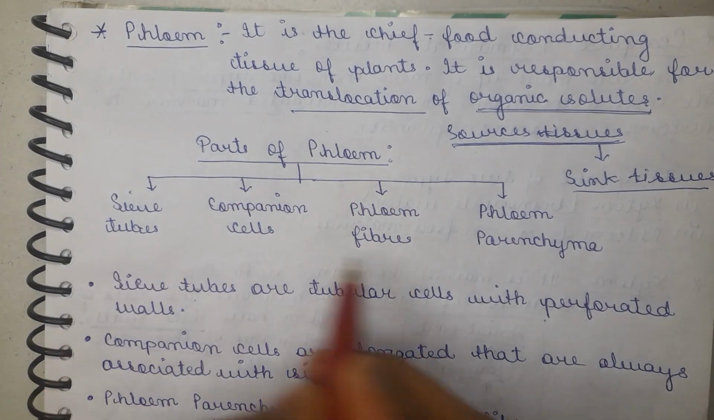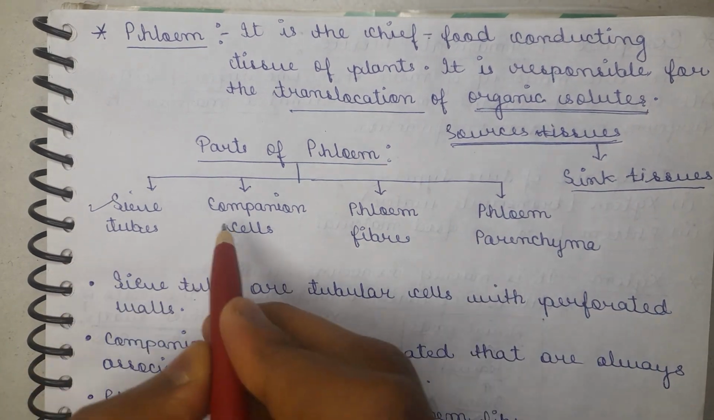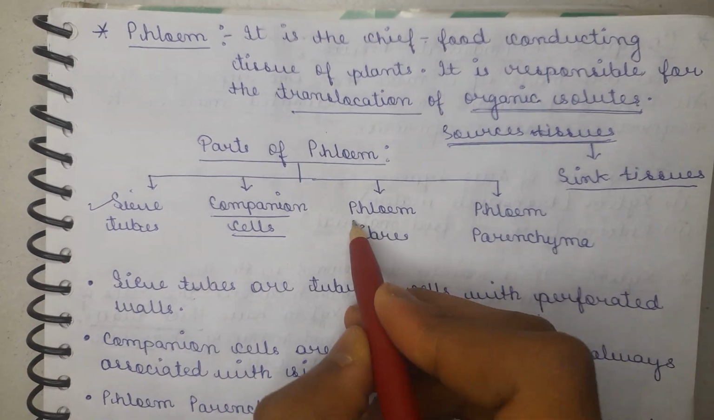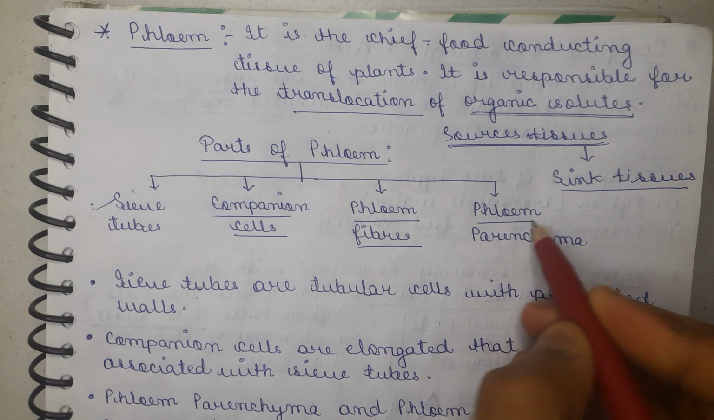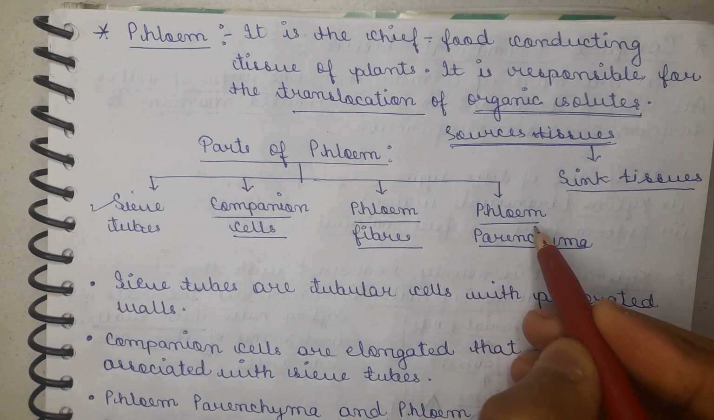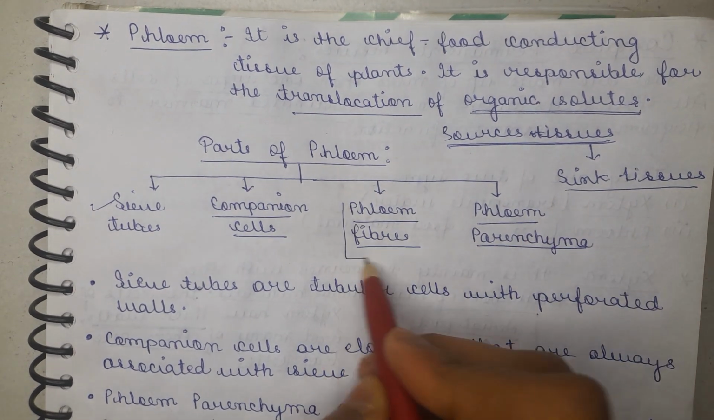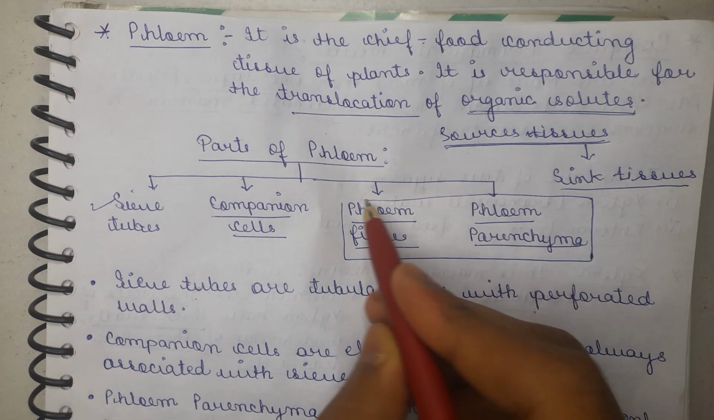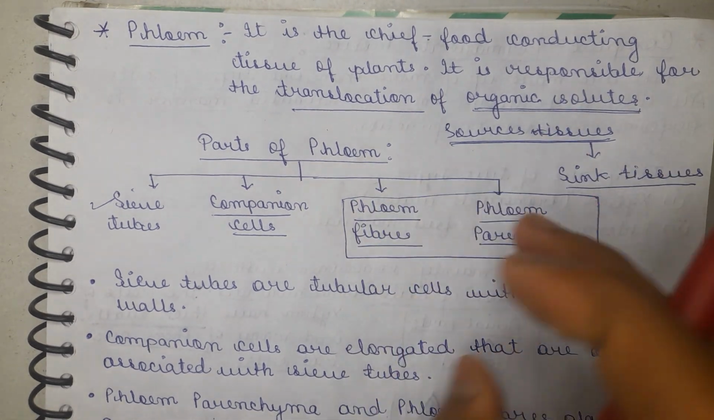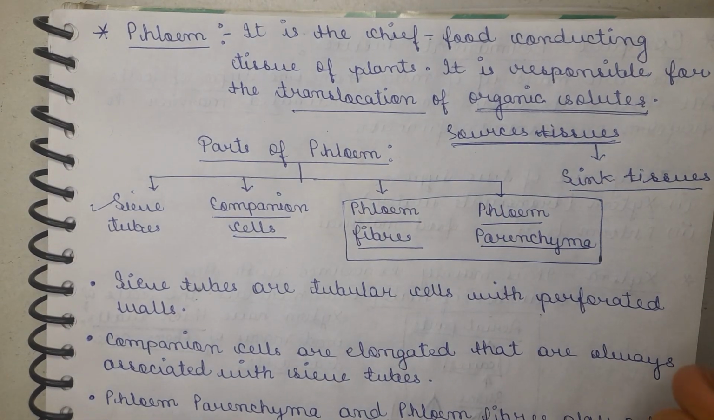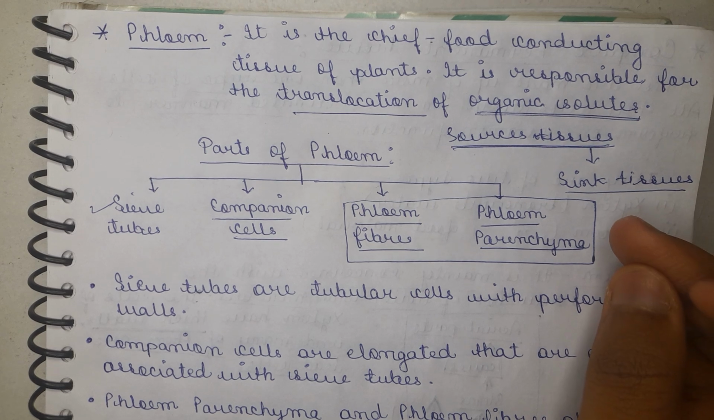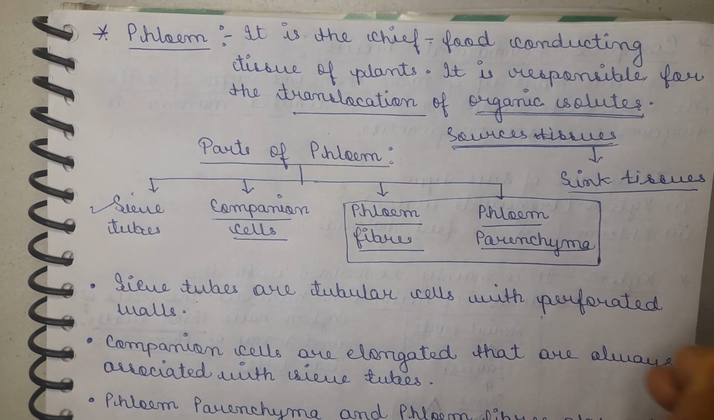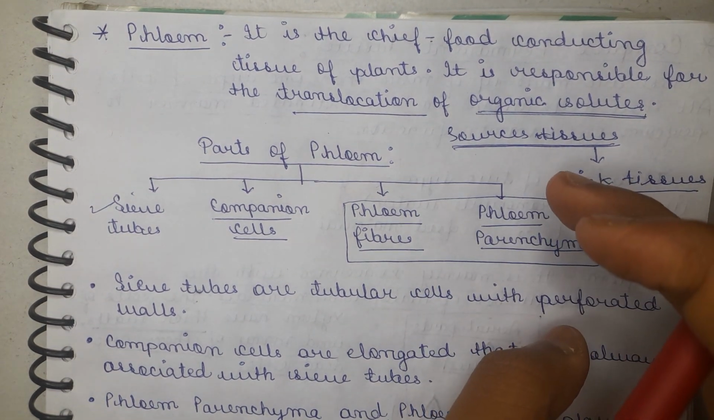First of all, there are four types. Number one is sieve tubes, second is companion cells, third is phloem fiber, and fourth is phloem parenchyma. These last two have similar functions, that is they give support, that means they only give support to the process in the phloem tissue.